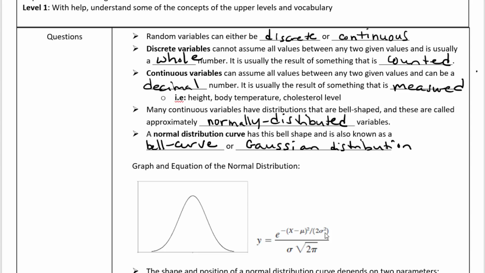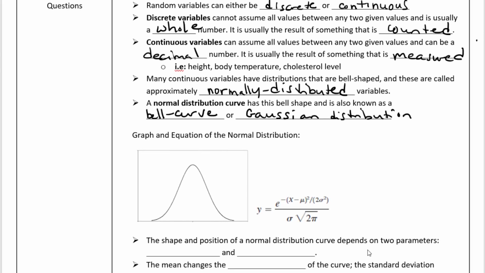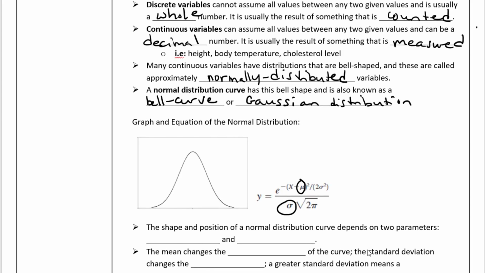This is the equation of the normal distribution. You don't have to know that equation. You just have to know that it depends on sigma and mu, the two parameters that change the curve. We know how the bell curve looks, but the shape and position of the normal curve depend on these two parameters: mu is the population mean, and sigma is the population standard deviation. These two parameters change the characteristics of the curve.